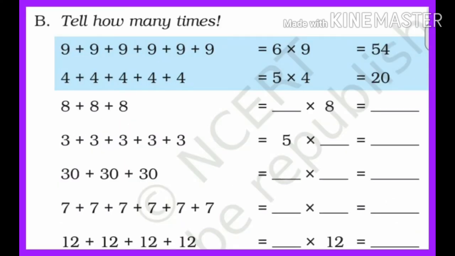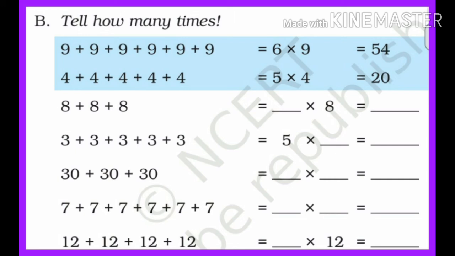Now in the next set of questions, we have to find how many times a number is repeated, and we have to find its answer too. See the first one, 9 plus 9 plus 9 plus 9 plus 9 plus 9. Here the number 9 is repeated 6 times, that's why it is written 6 into 9. You know that 6 9s is 54.